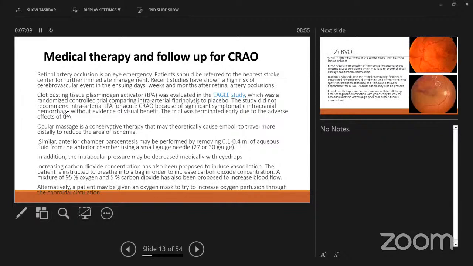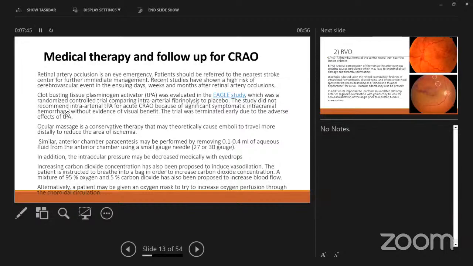Medical therapy: retinal artery occlusion is an emergency. The patient should be referred to the nearest stroke center for immediate further management. Recent studies show a high risk of cerebrovascular event in the ensuing days, so it is to be treated on an emergent basis. In the EAGLE study, the role of tissue plasminogen activator was evaluated, which was a randomized controlled trial comparing intraarterial fibrinolysis to placebo. The study did not recommend intraarterial TPA for acute CRAO because significant symptomatic intracranial hemorrhage was there without any evidence of visual benefit.